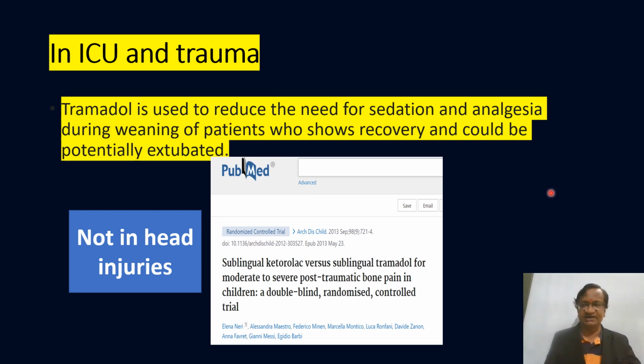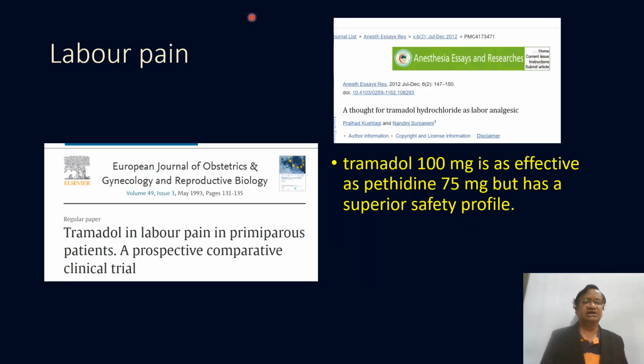Tramadol is about acute pain relief, we have told. What we have used is around tramadol 100 milligrams, almost equivalent to 75 milligram of pethidine, with our clinical experience. Weaning of patients who show recovery should be potentially extubated, but not in head injuries. Sublingual ketorolac and sublingual tramadol, yes, both are okay in children. Tramadol is as effective as pethidine 75 but has a superior safety profile.